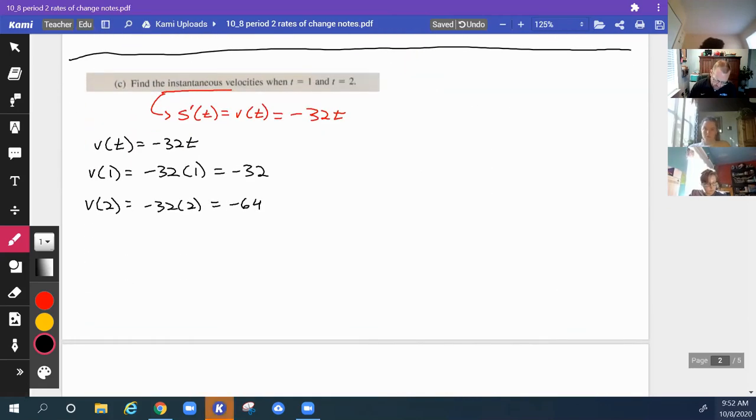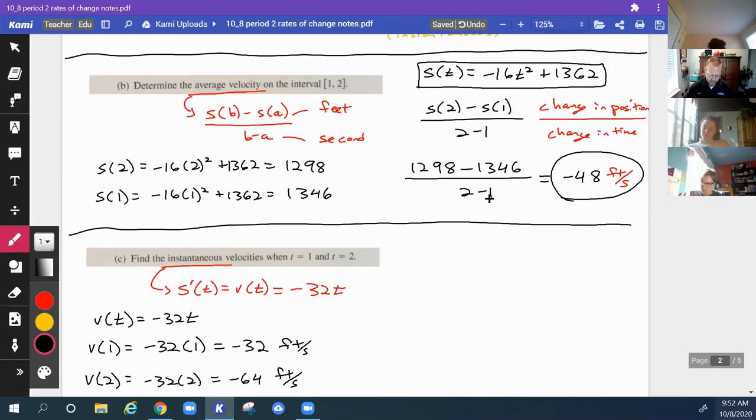So feet per second, feet per second. It's about going through, calculating, and knowing what to use. Am I using the position equation to find the average rate of change? Using the velocity equation to find the instantaneous rate of change? And how I calculated the velocity equation by taking a derivative.